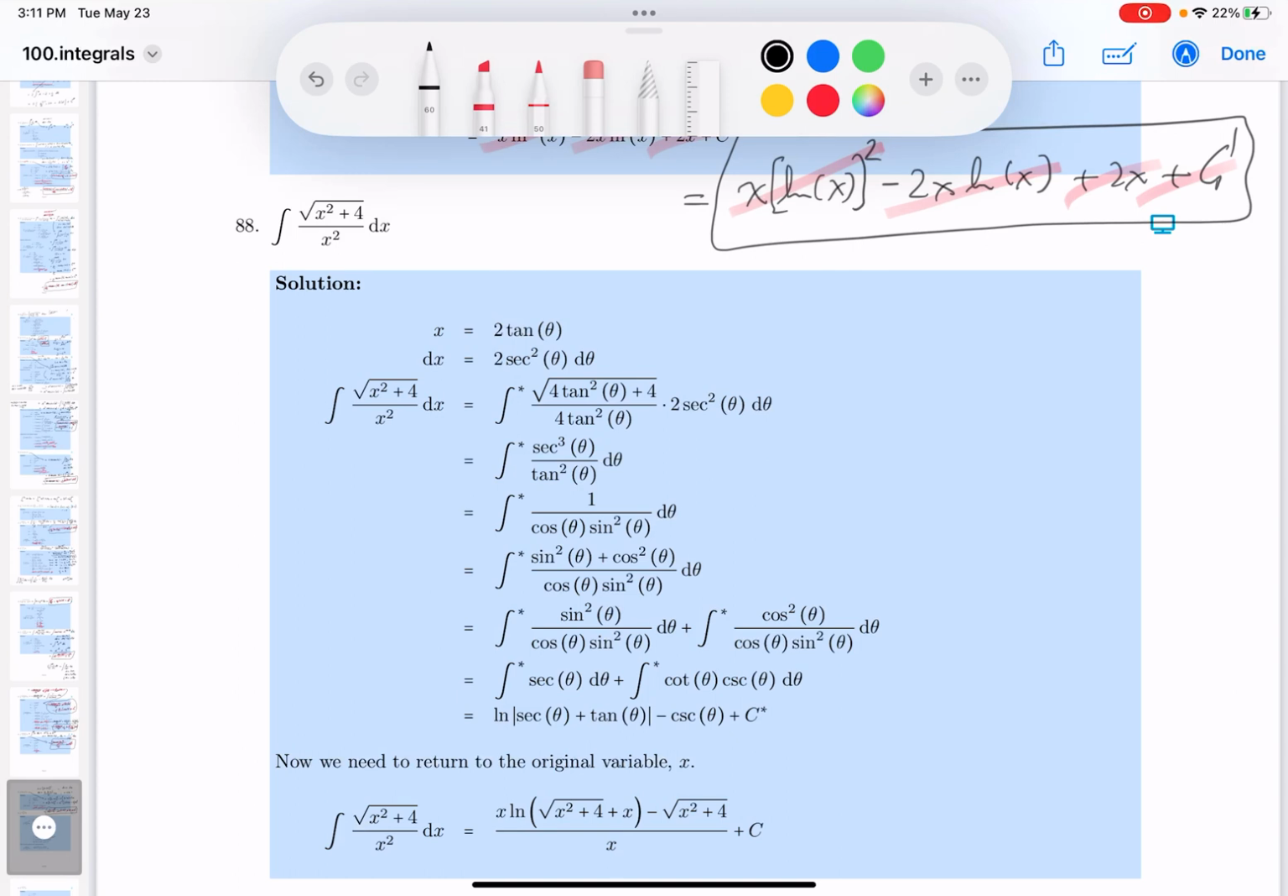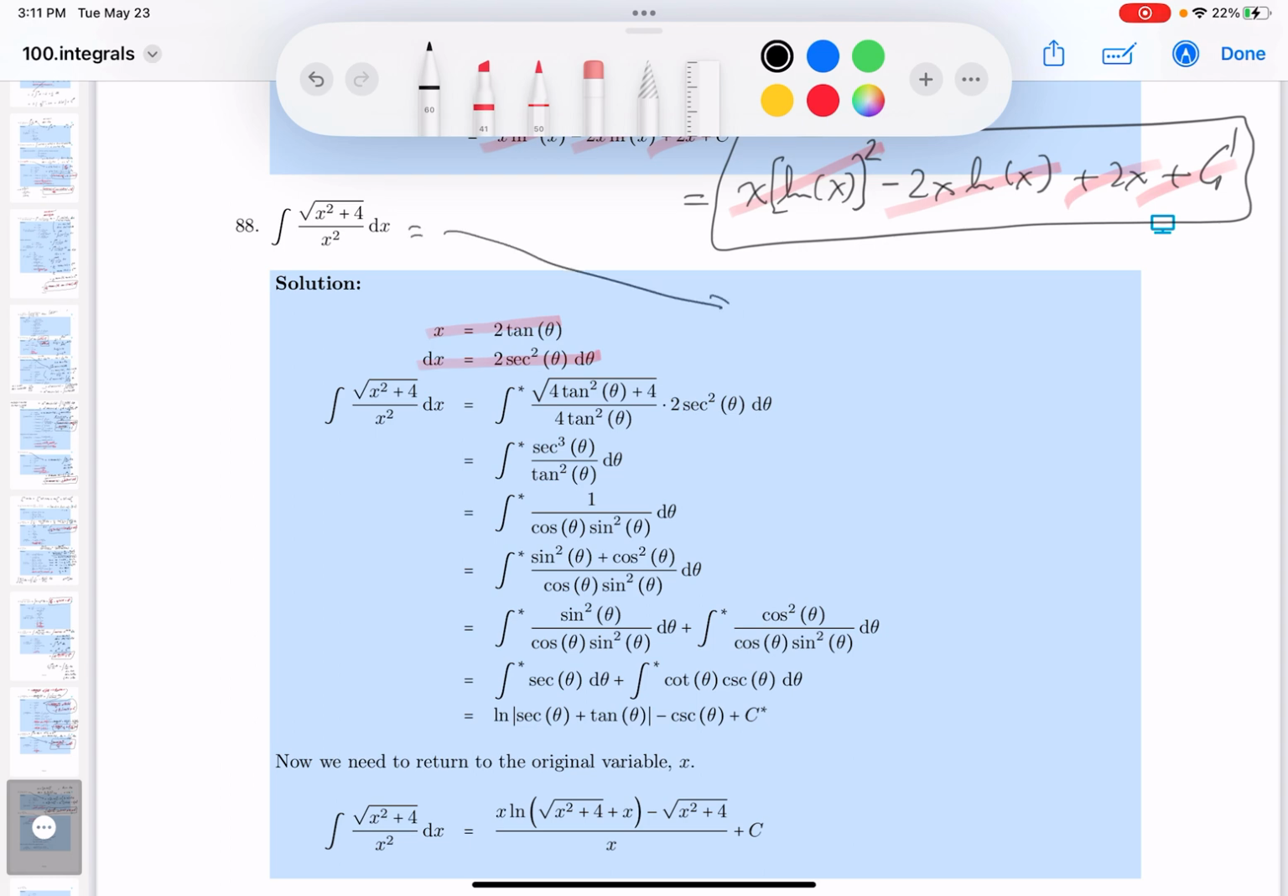Okay, for number 88, it looks like a trig substitution, and let's go through that. The first thing to do is, this looks like it might work out pretty nicely. I'm just going to say x equals 2 tangent theta. dx would be 2 secant squared theta d theta. And just plug it in and hope for the best.